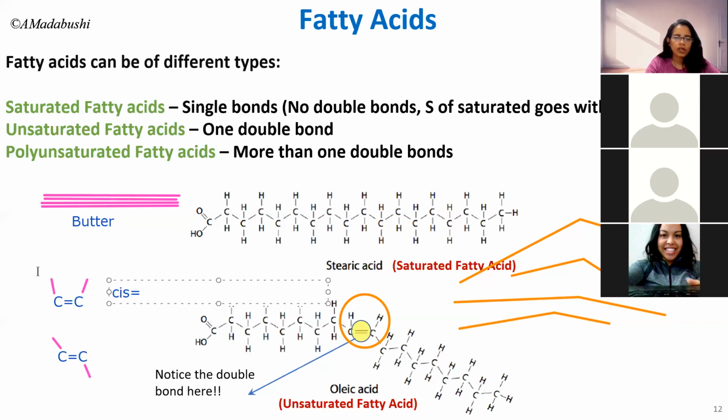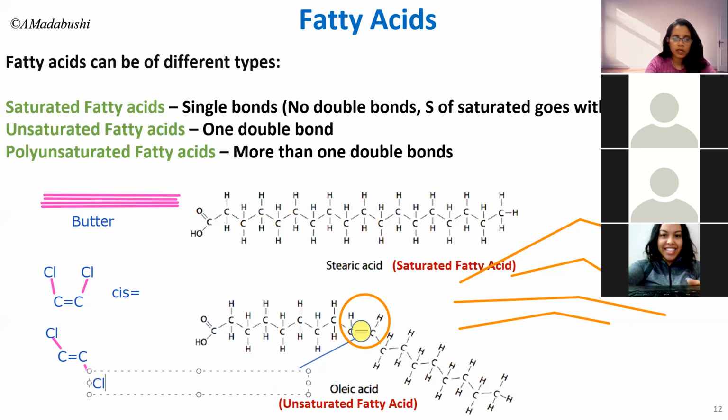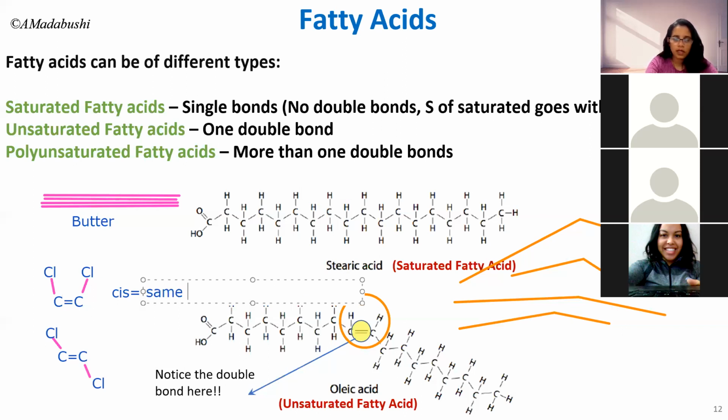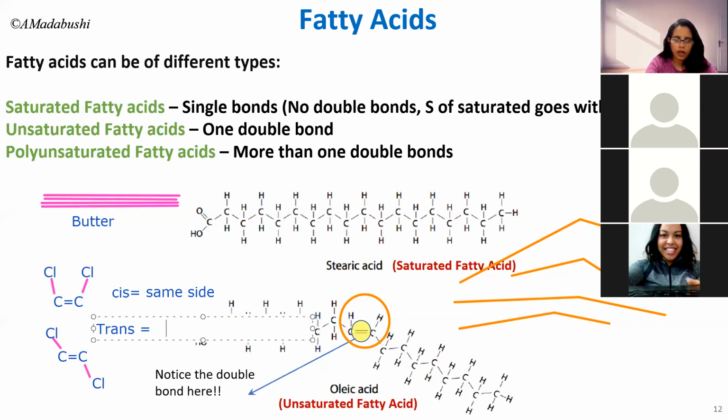Let me show by different examples. Suppose there is chlorine, two chlorine atoms, and they both are on the same side. That would be cis. And if it is on the opposite side, so cis is same side, and trans is opposite side.